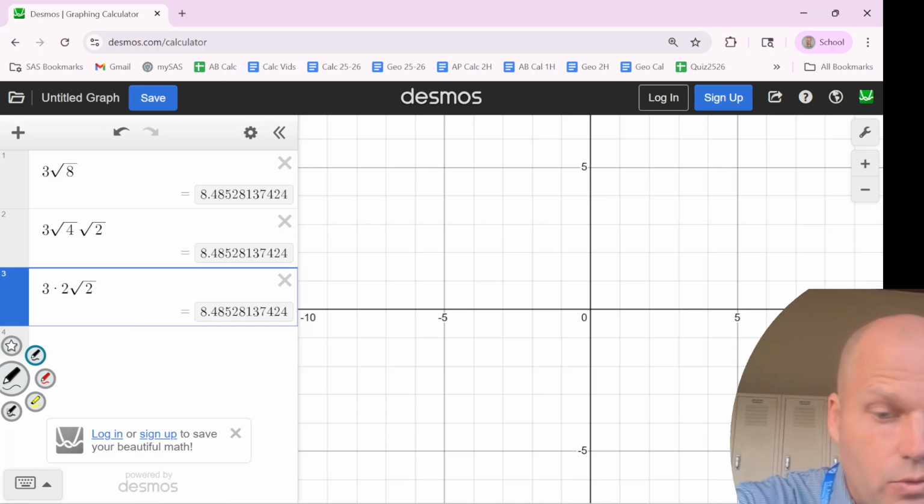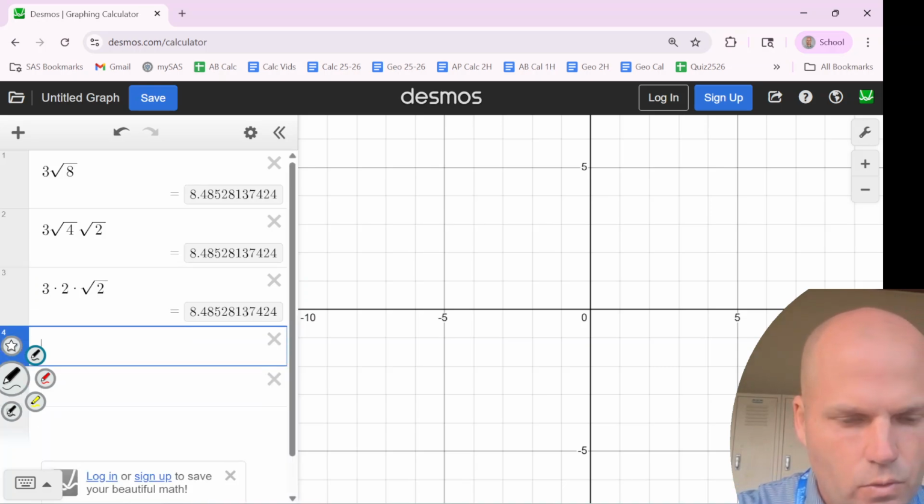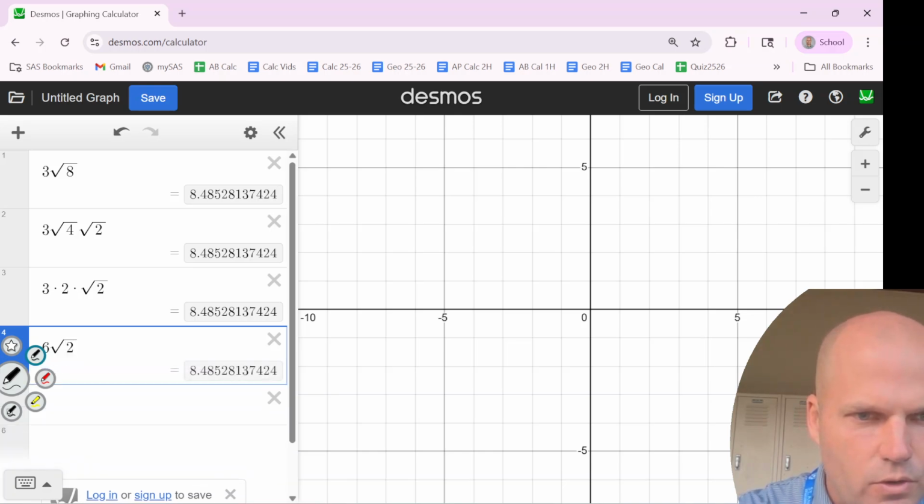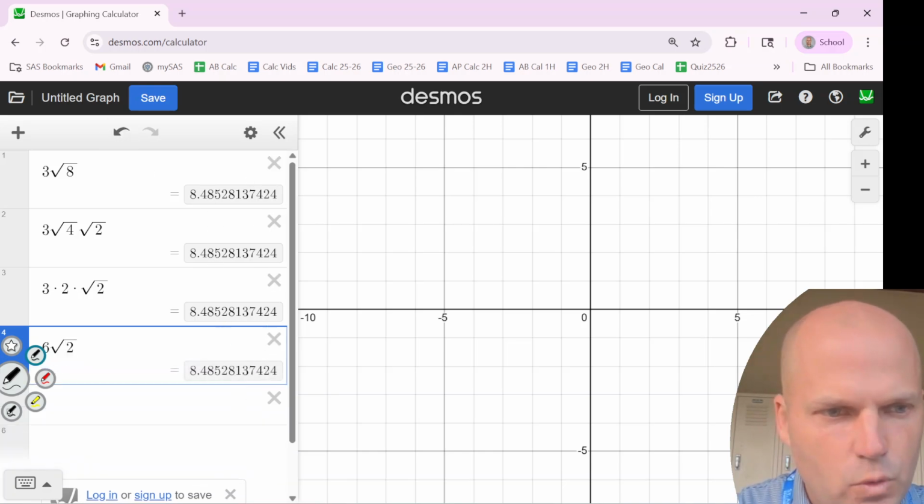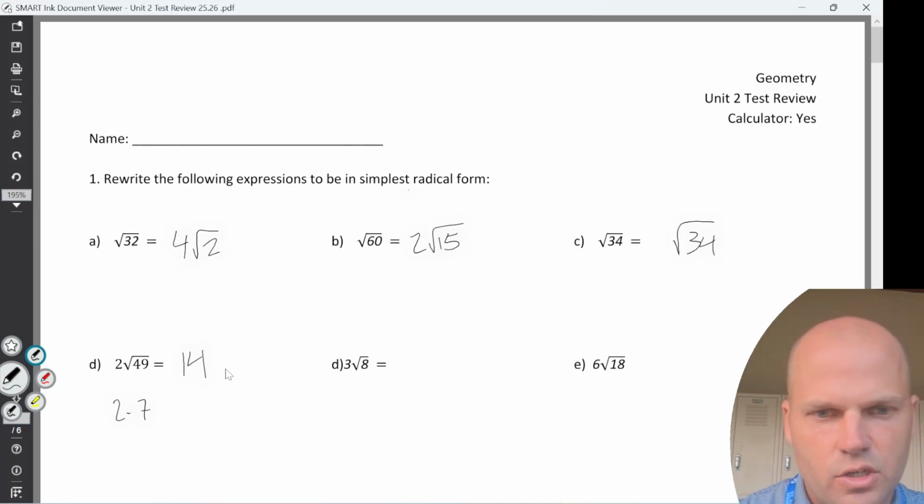I have 3 times 2 times the square root of 2, or I have 6 times the square root of 2. Notice how my number is the same. If you are doing this incorrectly, the number that you're having is going to change. So be ready for that.